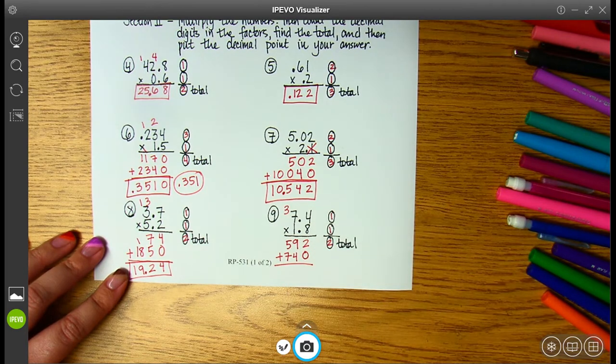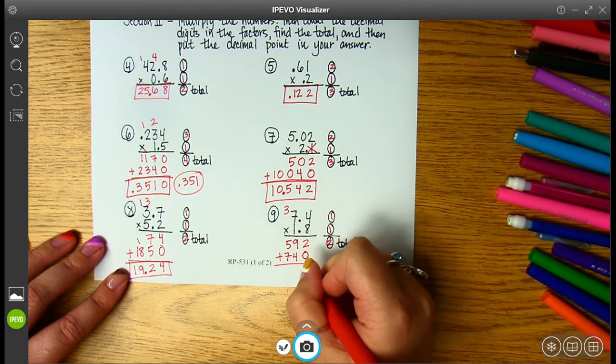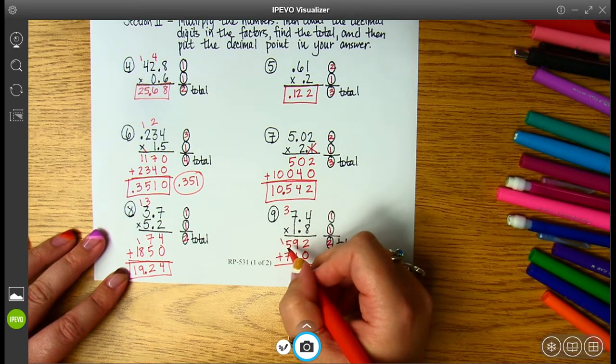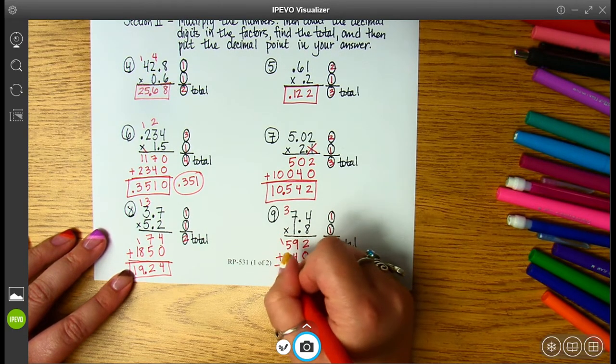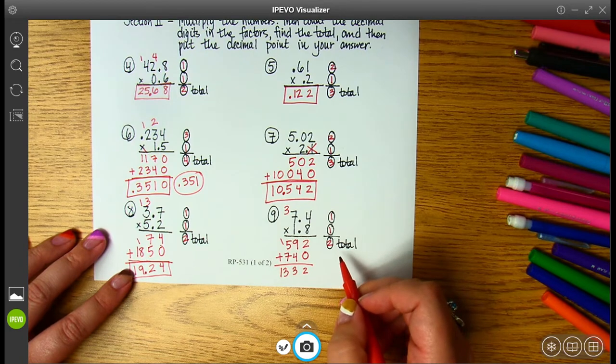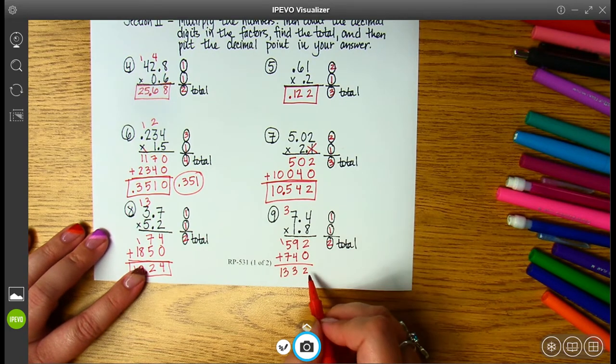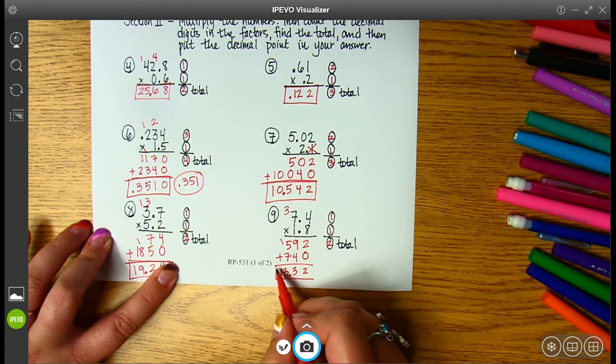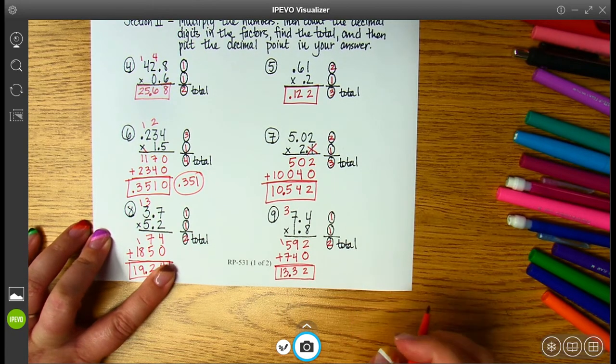And go ahead and add down. 2 and 0 make 2. 9 and 4 make 13. 1 and 5 is 6. 6 and 7 make 13. I should have 2 numbers after the decimal in my answer. So 1, 2. There you go. 13 and 32 hundredths for my answer.